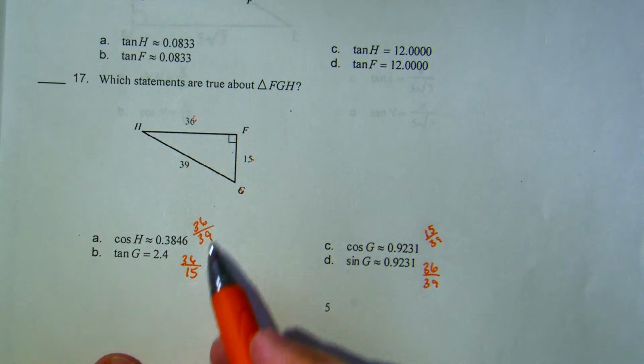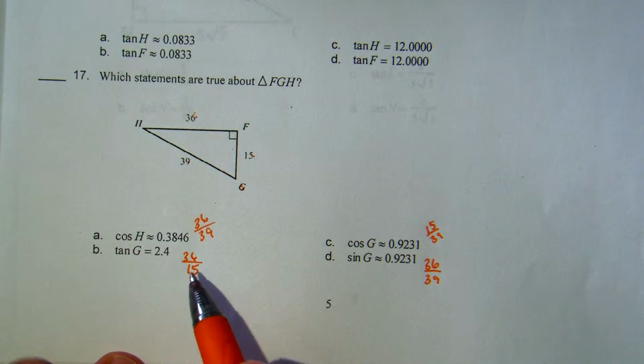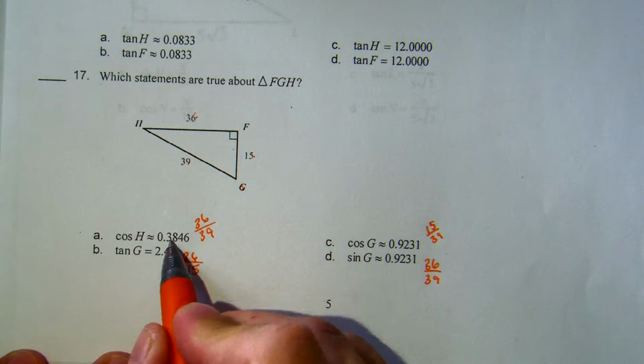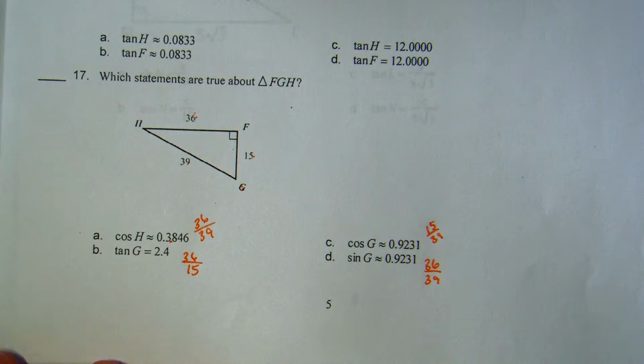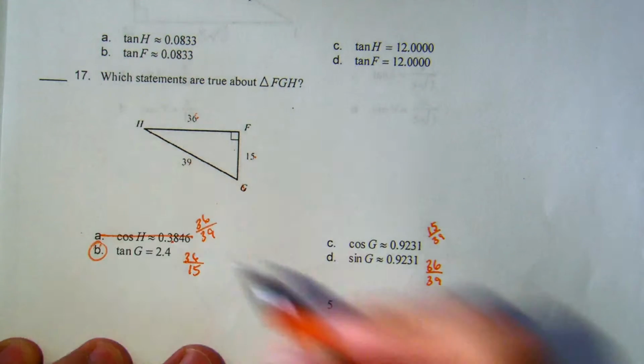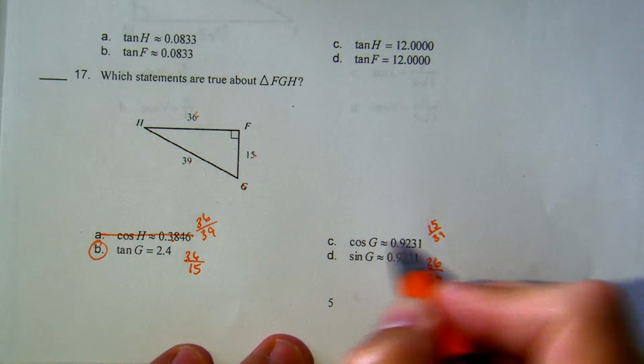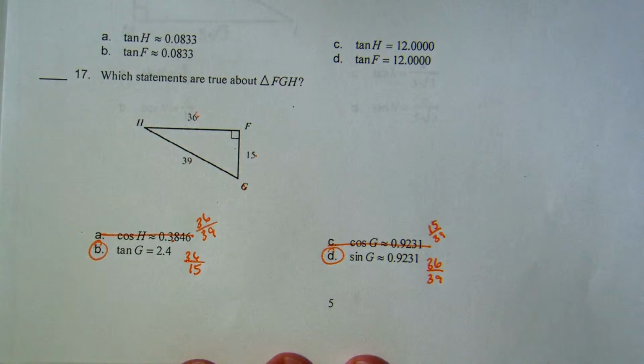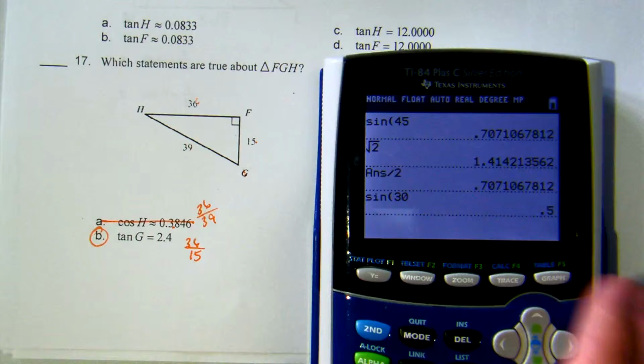Now, you put those fractions in your calculator and see if they equal that decimal. And you'll find out real quick that one does not match. That one does. This one does not match, but that one does. Okay, again, let me just show you.